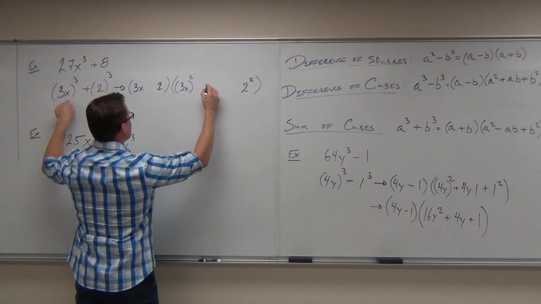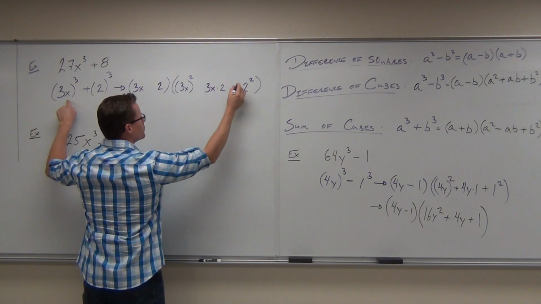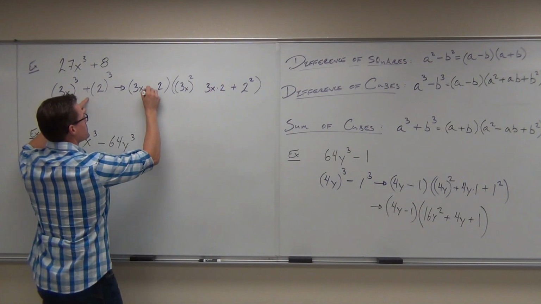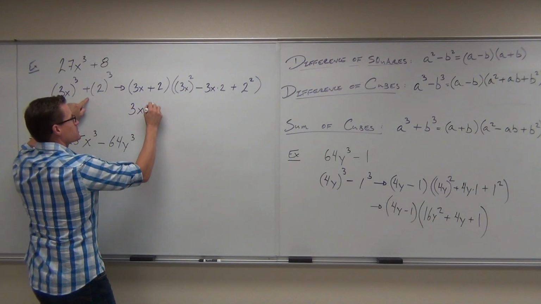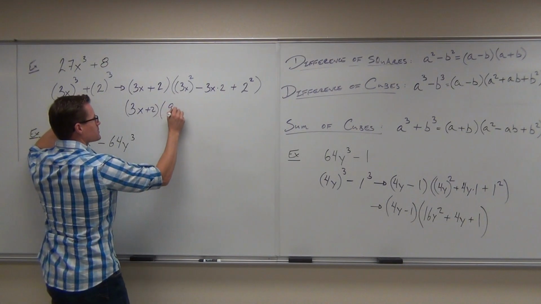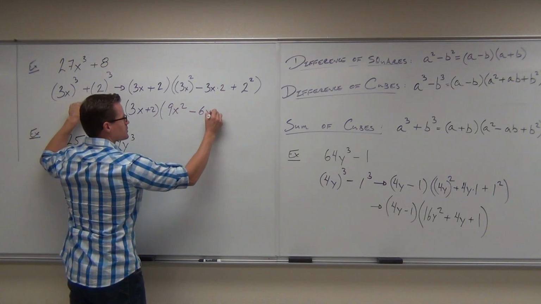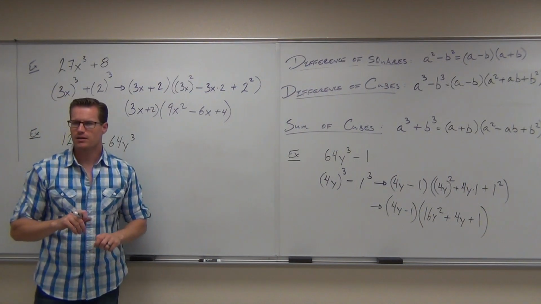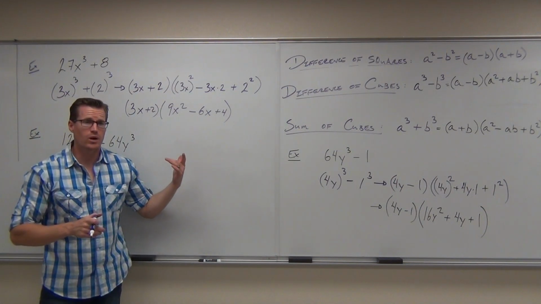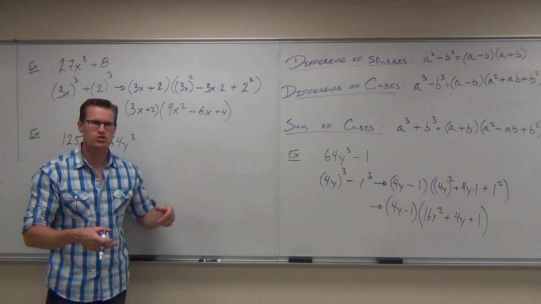In the middle we have the 3x times the 2. This is always a plus. This is the same sign, this is different signs, and then we clean it up. 3x plus 2, we get 9x squared minus 6x plus 4. That's the correct factorization. I want to know if you guys got that. The important ones are the 9x squared and the 4, making sure you're actually squaring them.